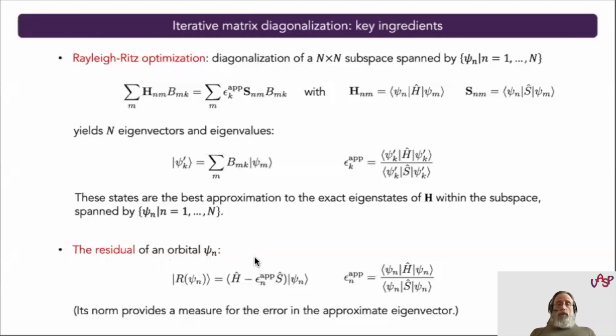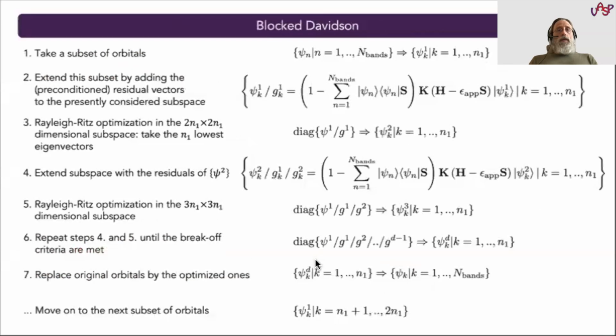And the residual of an orbital is written here. Essentially it's a measure for the deviation of such an orbital from being an eigenstate, because if it was an exact eigenstate of H, then this would be 0. Okay. So block Davidson uses those ingredients in the following way.